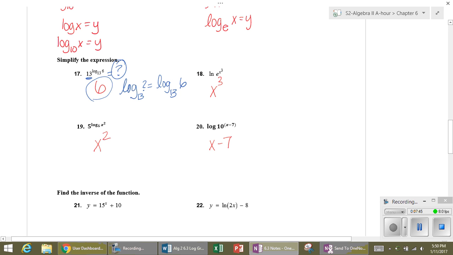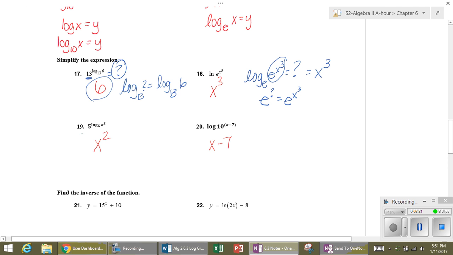In question 18, please remember that ln, natural log, means log base e, of e to the x cubed. I'm going to say equals what? Equals some question mark. Right now it's in log form, so let's write it in exponential form. e to the question mark has to equal the answer of e to the x cubed. So what's in place of this question mark? x cubed.